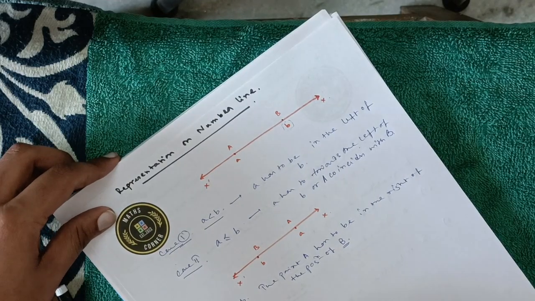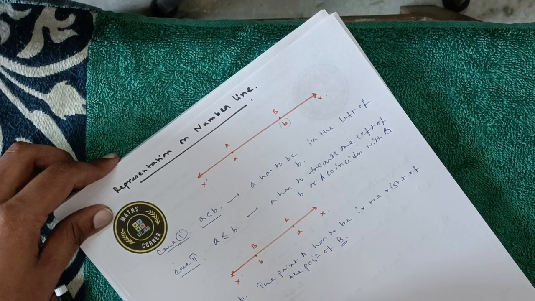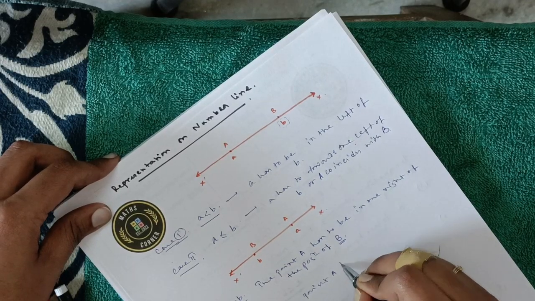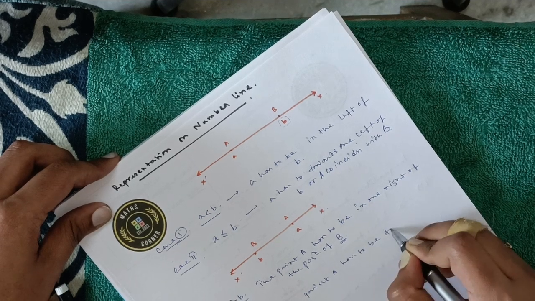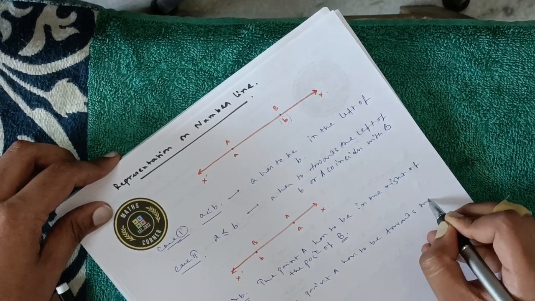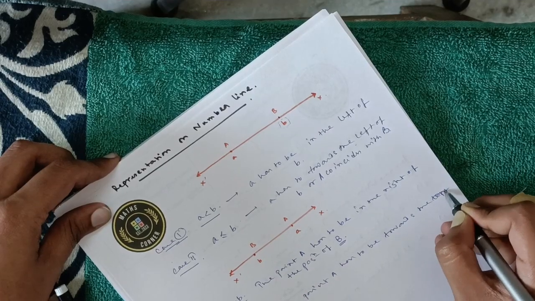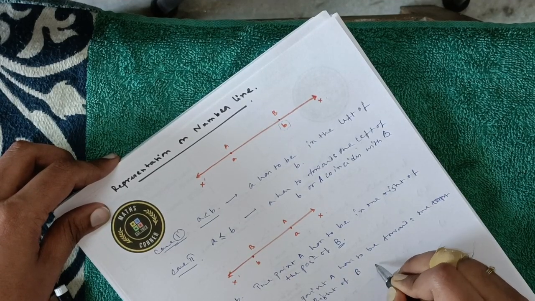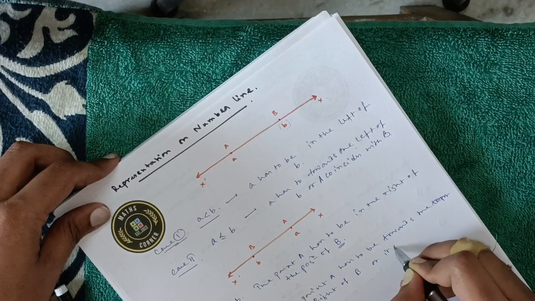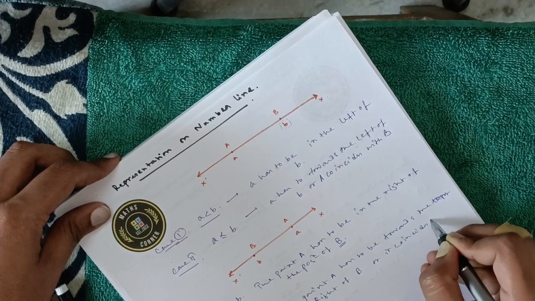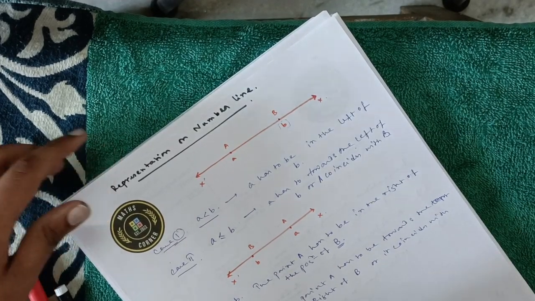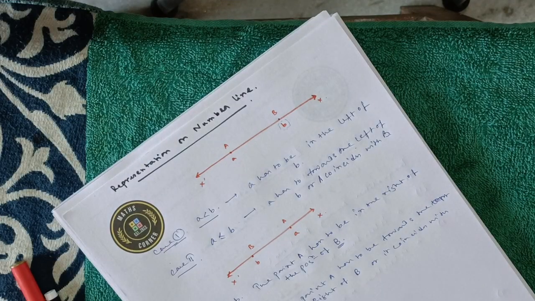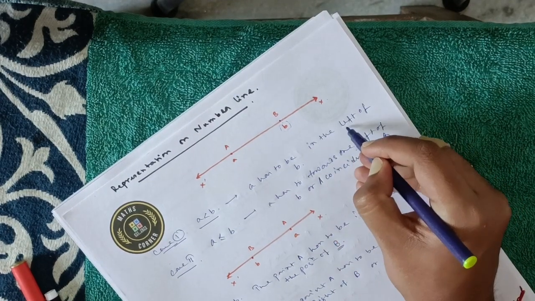And case 4, what will happen? A greater than or equal to B. The point A has to be towards the right of B, or it coincides with B. So the main part is here, it will be the left of B.